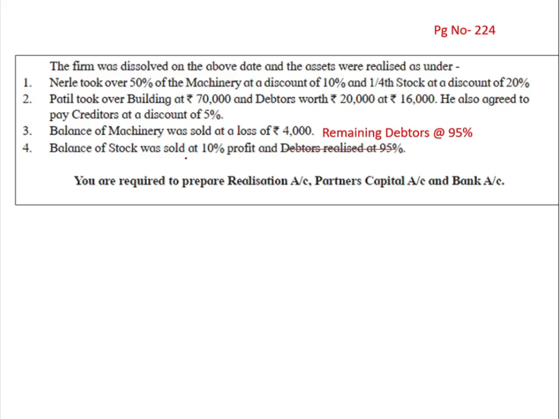Next, page number 224. The balance of stock was sold at 10% profit and remaining debtors at 95%. Why remaining? Because if you read the adjustment, here also they have given debtors worth 20,000, and the same year debtors realized 95%. So we'll get confused about which debtors. So make a correction here: remaining debtors at 95%.